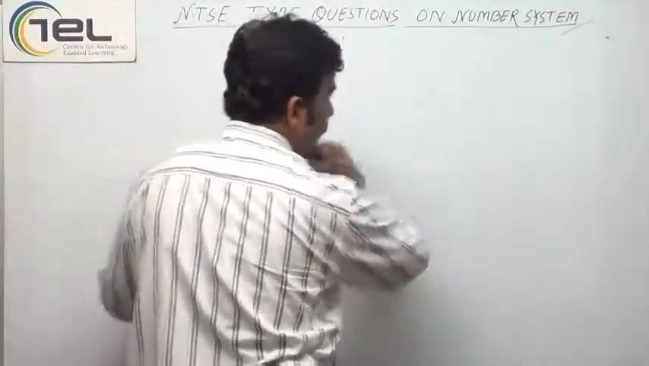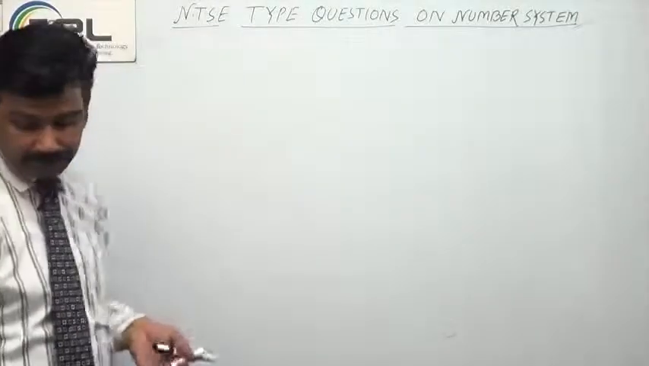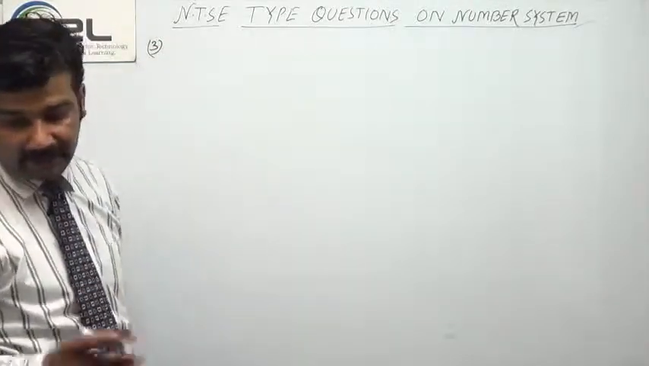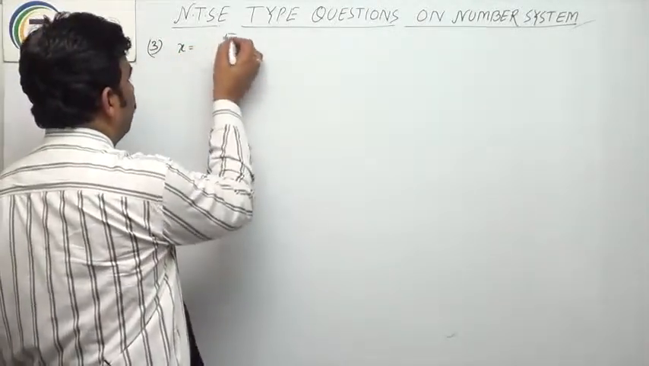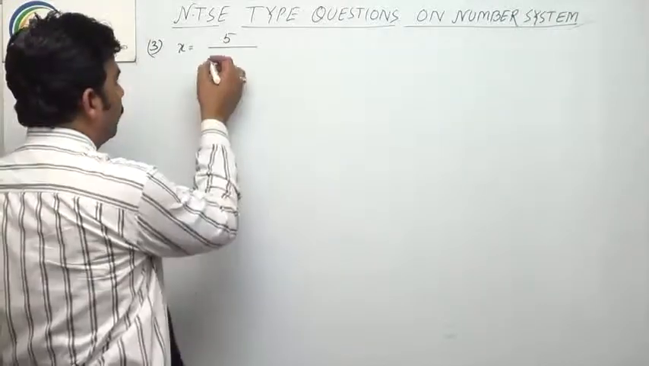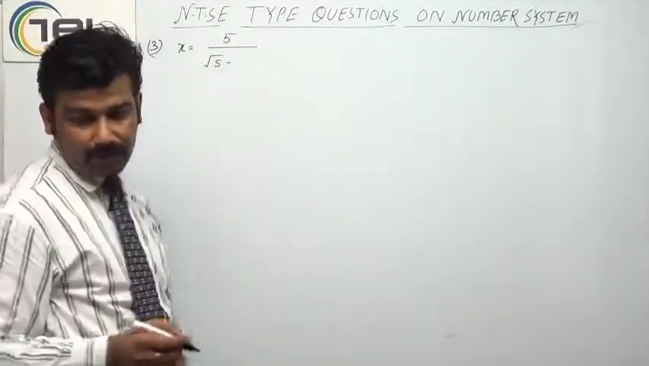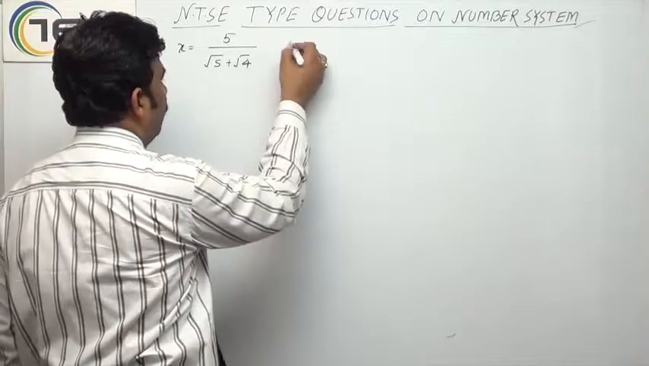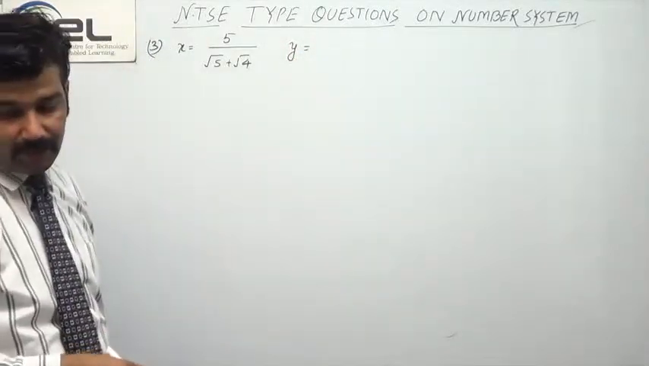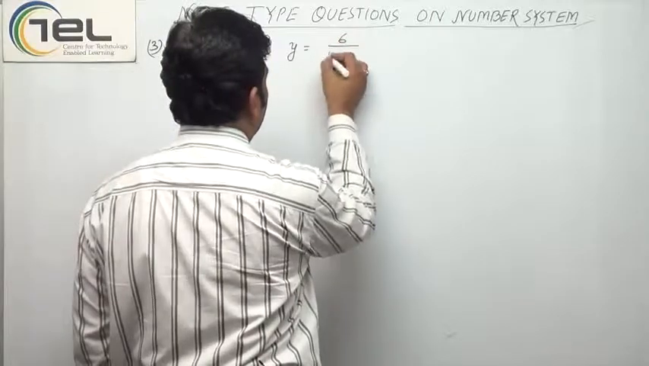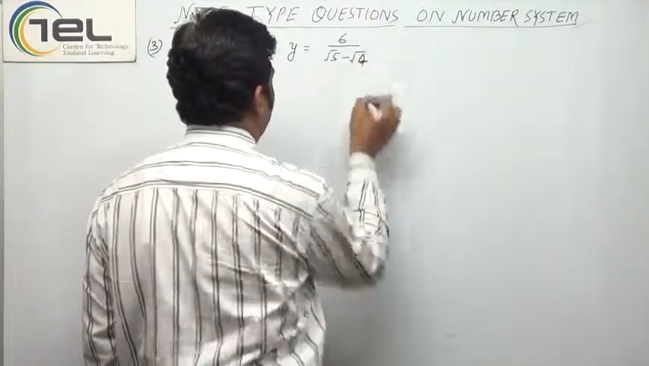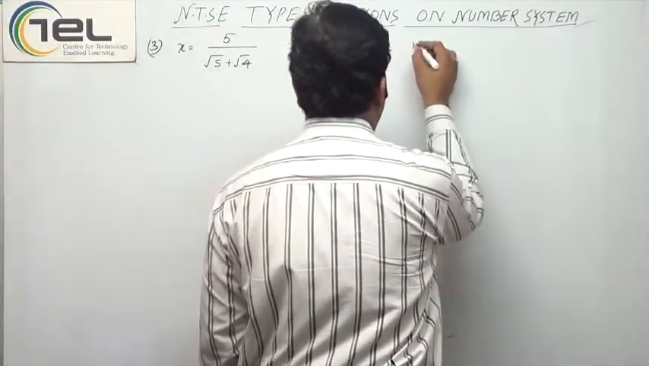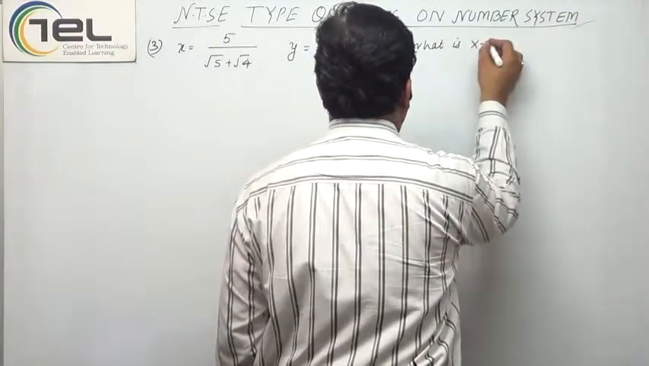Question number 3 says, let's say x is given as 5 over the square root of 5 minus root 4, and y equals 6 upon root 5 plus root 4. Okay, so they are asking you what is x plus y.